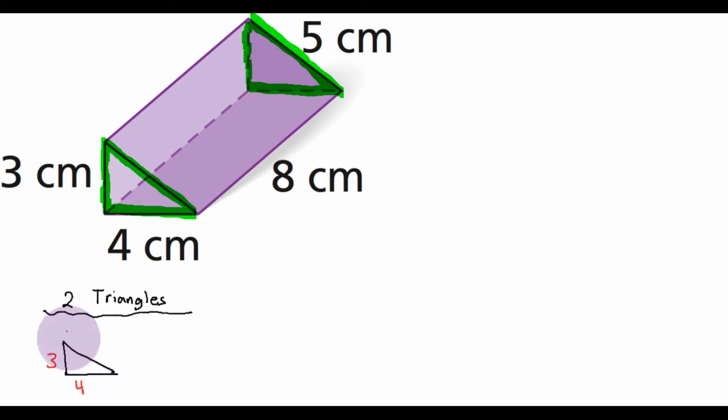And the hypotenuse, or the longest side of the triangle, well, it's along the back side here. We see it's 5 centimeters. So I'm going to make a note that this is 5 centimeters as well.